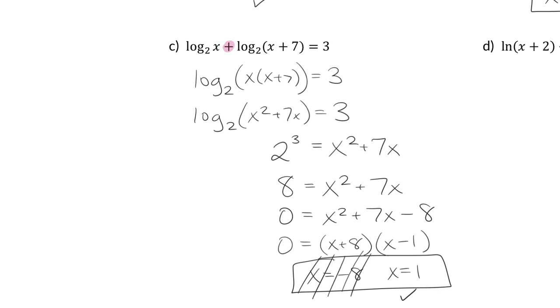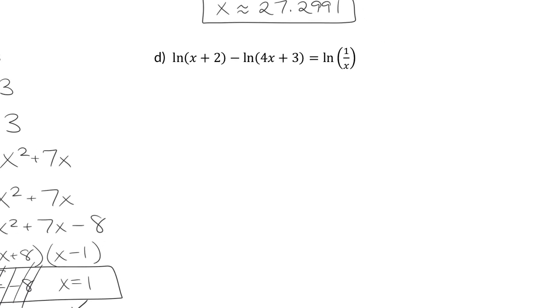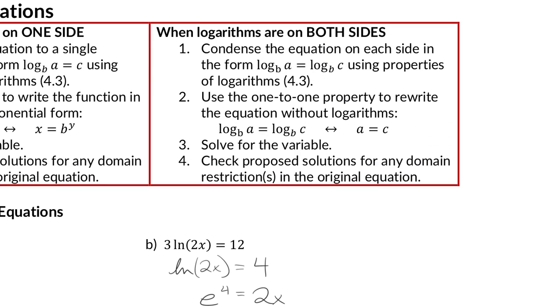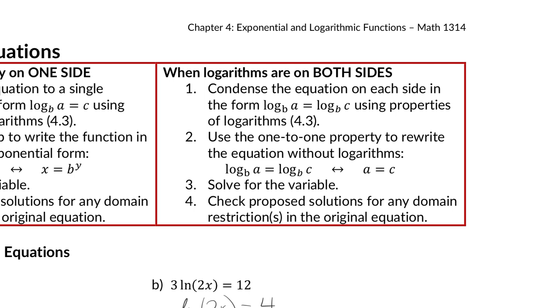Letter D is a different case. What do you notice is now on both sides of this equation? True. What else? There's logarithms on both sides. That's our second case for logarithms. When there are logarithms on both sides, this one's actually kind of easier. You're going to condense the equation on each side so that you have a single log on the left and a single log on the right using properties of logarithms.